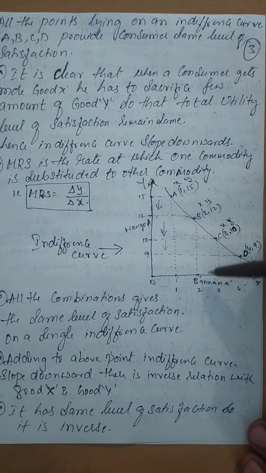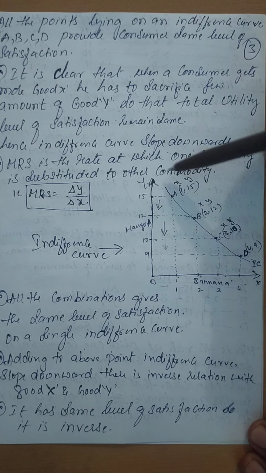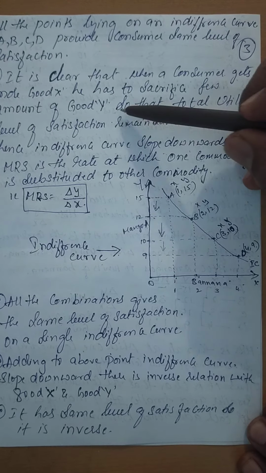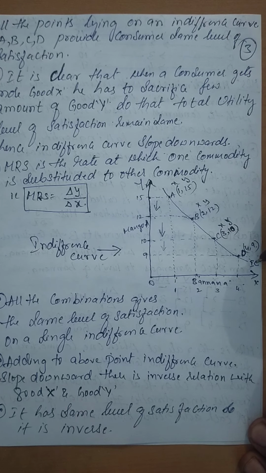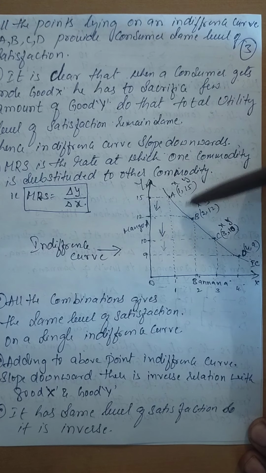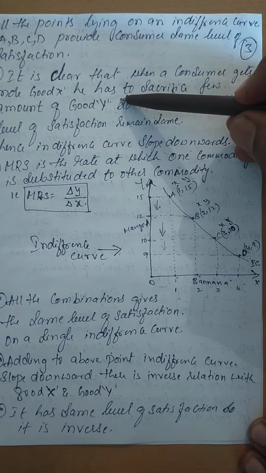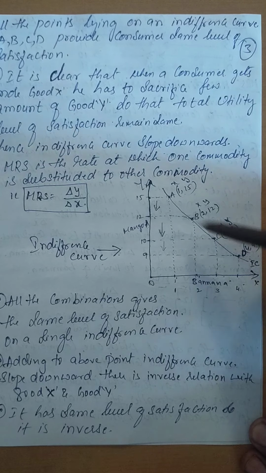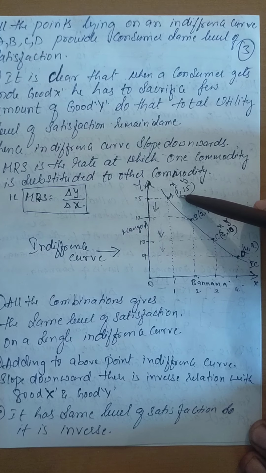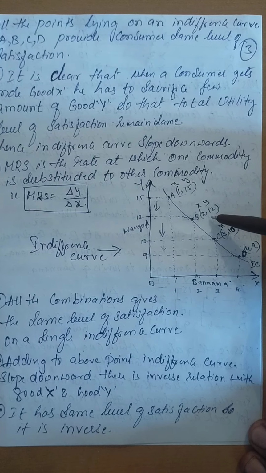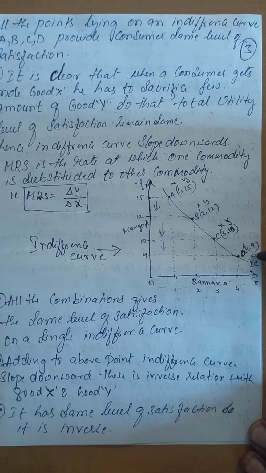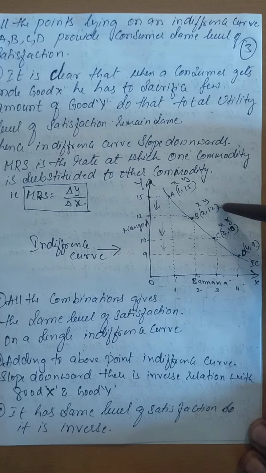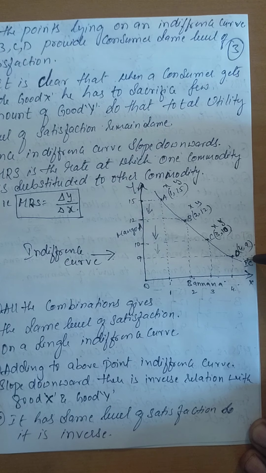Now, continuing, all combinations give the same level of satisfaction, as we have seen in the graph. That is true on a single indifference curve. Adding to the above point, why the indifference curve is sloping downwards is very clear. There is an inverse relation between X and Y, isn't it? This is X and this is Y. How is it inversely related? One is increasing means the other is decreasing. See, 1 to 2, 2 to 3, 3 to 4, good X is increasing. And 15 to 12, 12 to 10, 10 to 9, Y is decreasing. So diminishing takes place as there is an increase in good X.